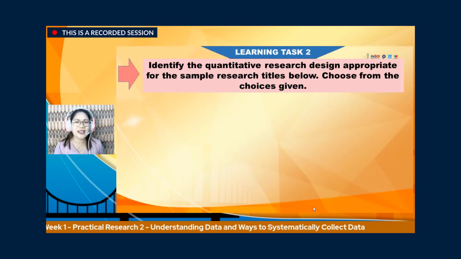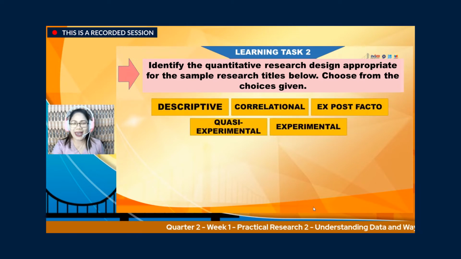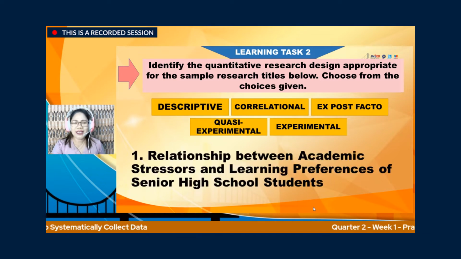In here, sa task number 2 natin, you are going to identify the quantitative research design appropriate for the sample research titles below. So, choose from the choices given. Ano ba yung mga choices natin or yung mga pagpipilian? So, we have the same: descriptive, correlational, ex post facto, quasi-experimental, and experimental. So, ready na ba tayo sa question number 1? Okay. Number 1, this is a sample topic or research title.